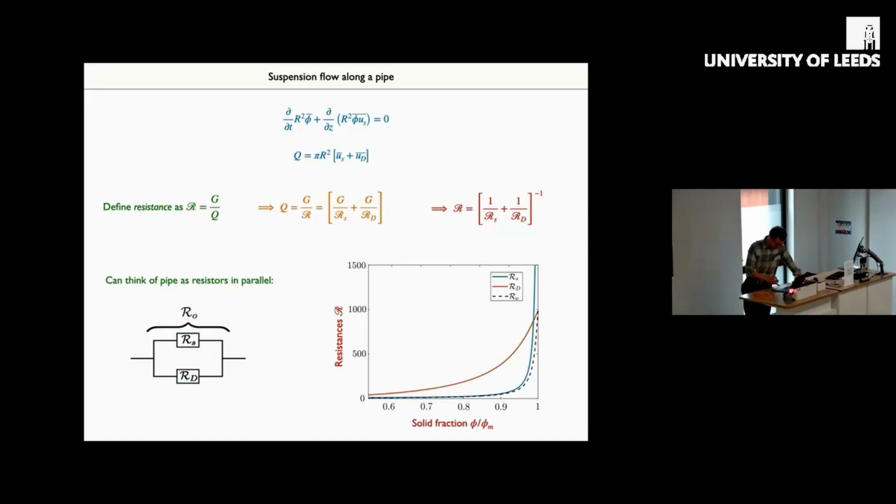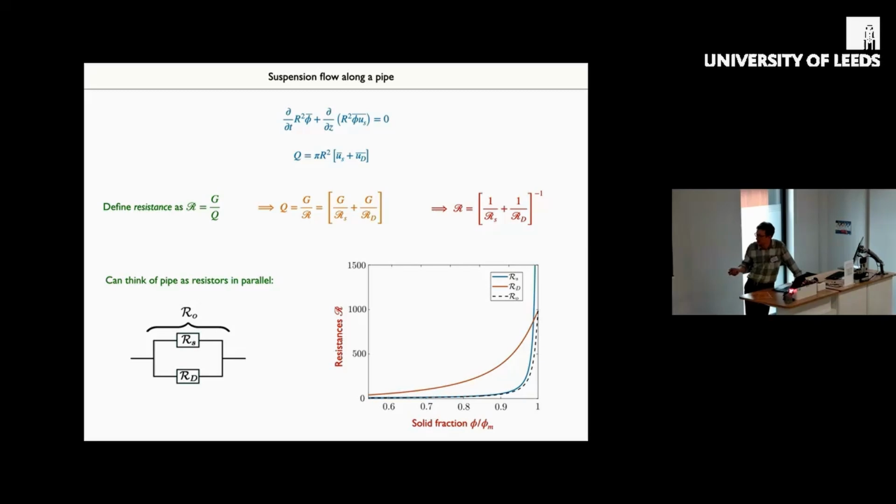And that is exactly what would happen if you're more familiar with something like electrostatics, where you think about resistors in parallel. Effectively, this system is like a suspension and a Darcy phase. This is like the porous medium bit, and this is like the bulk suspension bit in parallel. And R0 here means R, the overall resistance. And you find that you can do this.